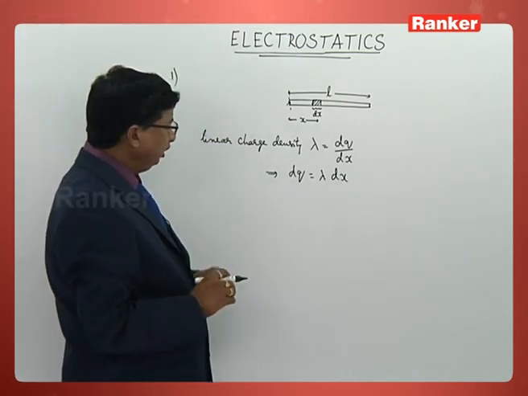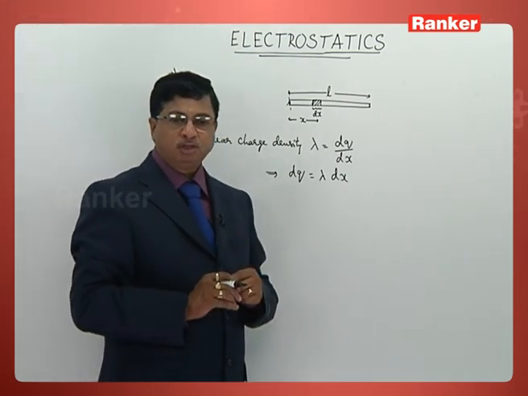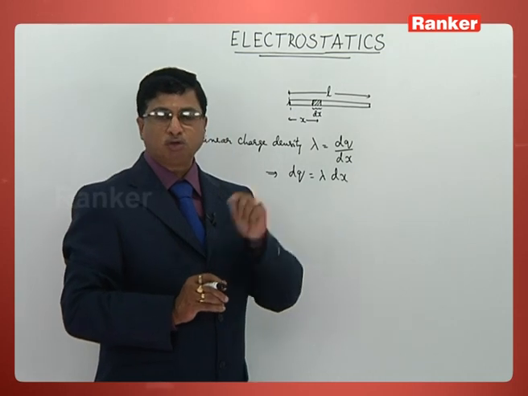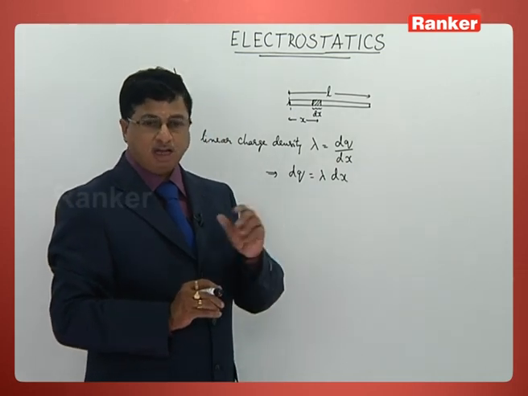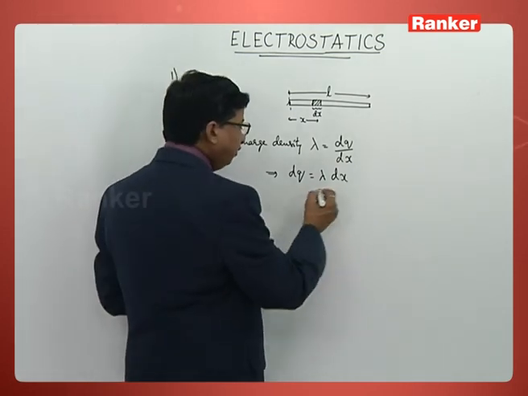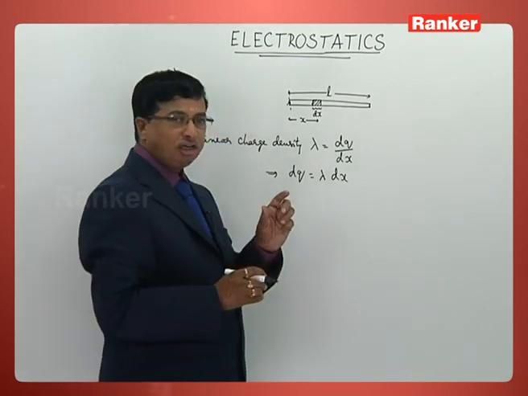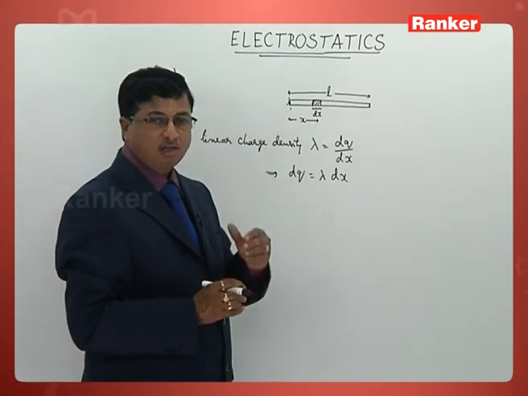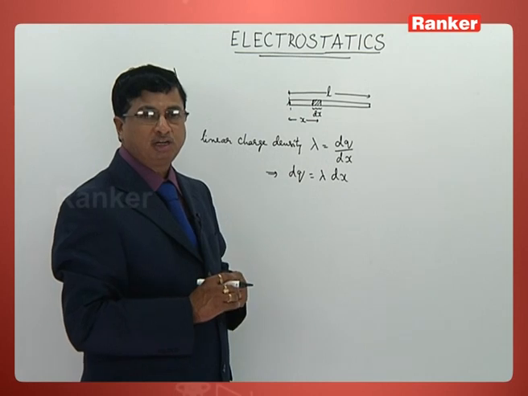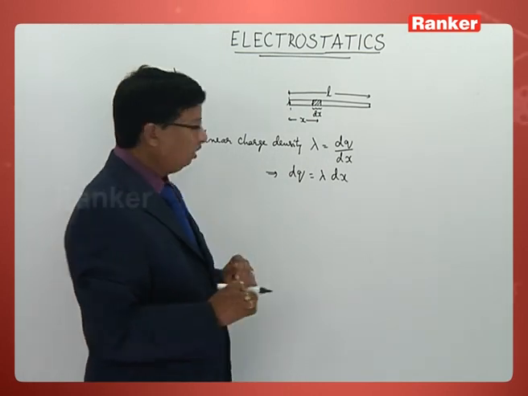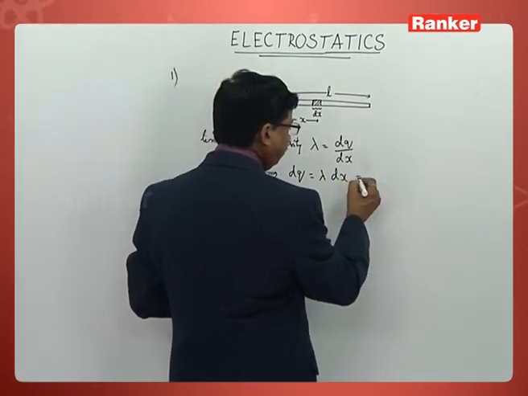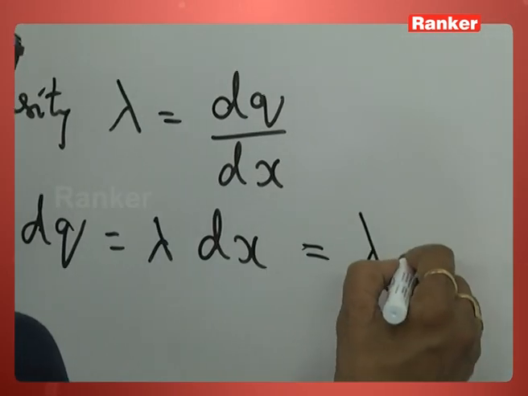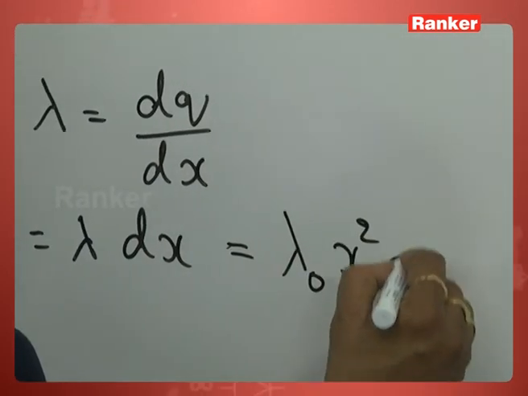In the problem, that lambda value is given to us. What is that lambda? Lambda is given as lambda naught into x square. That is the value provided in this problem. So I just write that in place of lambda: lambda naught x square dx.